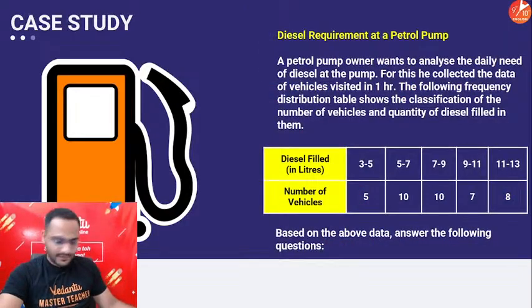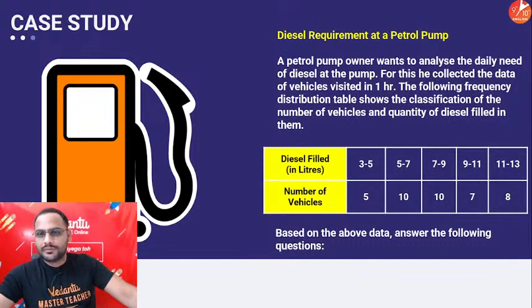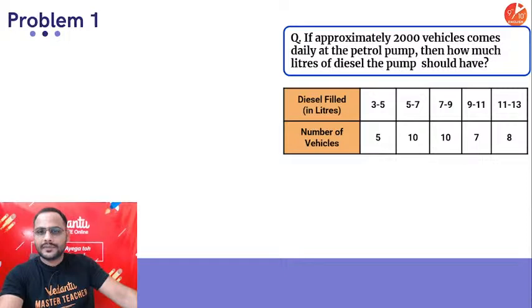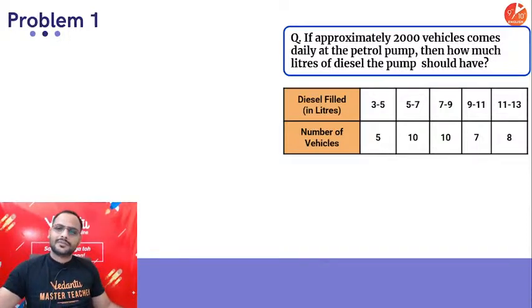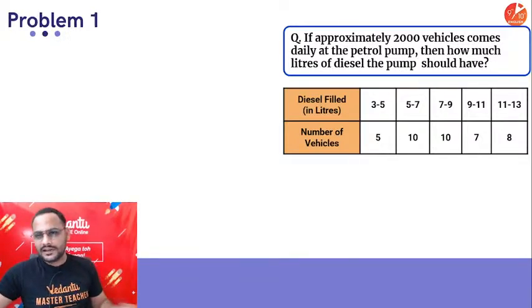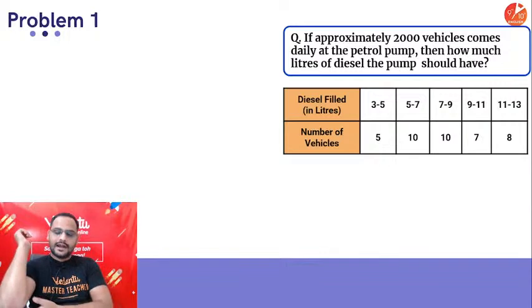Okay. Let's move ahead. Next question. Diesel requirement at a petrol pump. A petrol pump owner wants to analyze the daily need of diesel at the pump. For this, he collected the data, visited in 1 hour. Data देख लो. Diesel filled in liters in this range. Number of vehicles, how many they have did it. Then approximately 2000 vehicles come daily at the petrol pump, then how many liters of diesel should the pump have? In this, try to understand it in this way.